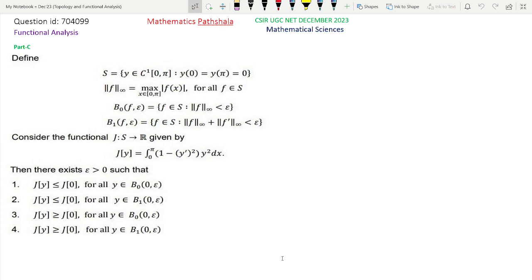This is a problem of CSIR NET December 2023 Mathematical Sciences. This is a question from functional analysis. The question ID is 704099. This is a question of part C. First we read this question.